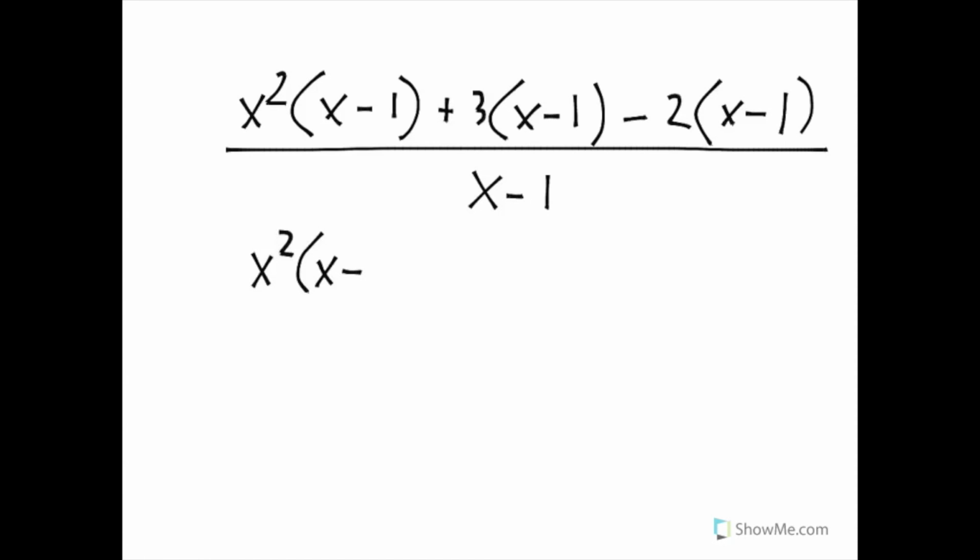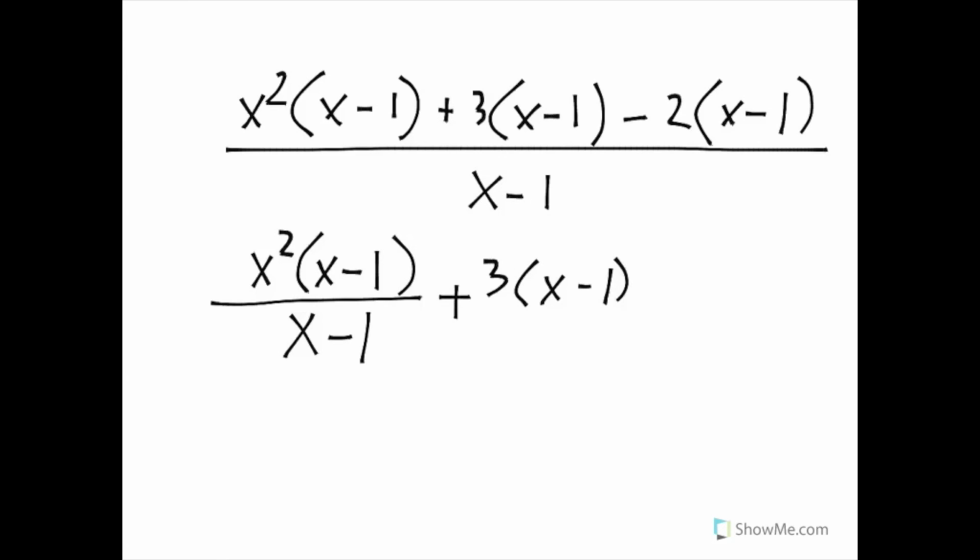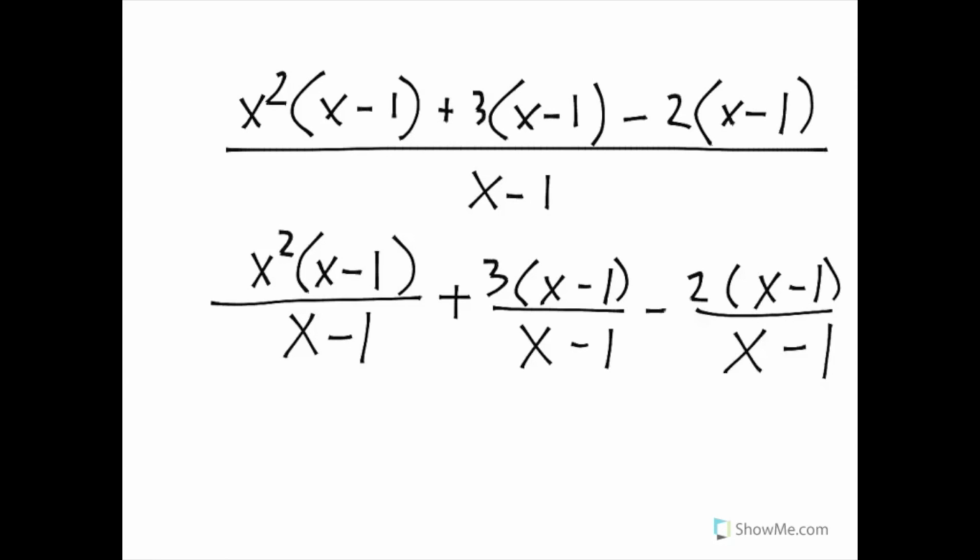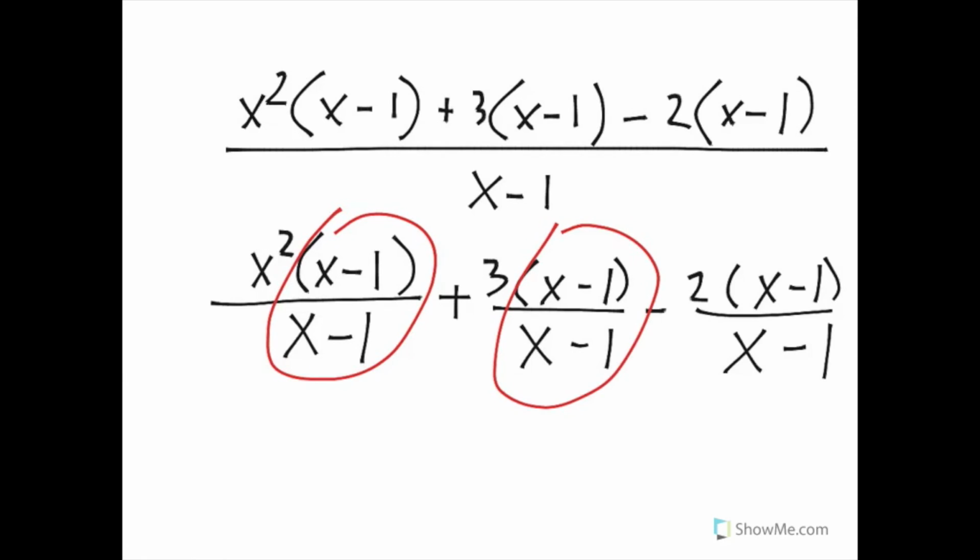So we have x squared and x minus 1, and that's going to be over x minus 1. And then we have plus 3x minus 1 over x minus 1, and then we have minus 2x minus 1 over x minus 1. Real simple. We look at it and we see it instantly. It's staring us right in the face. We see that all of them have this guy right here.